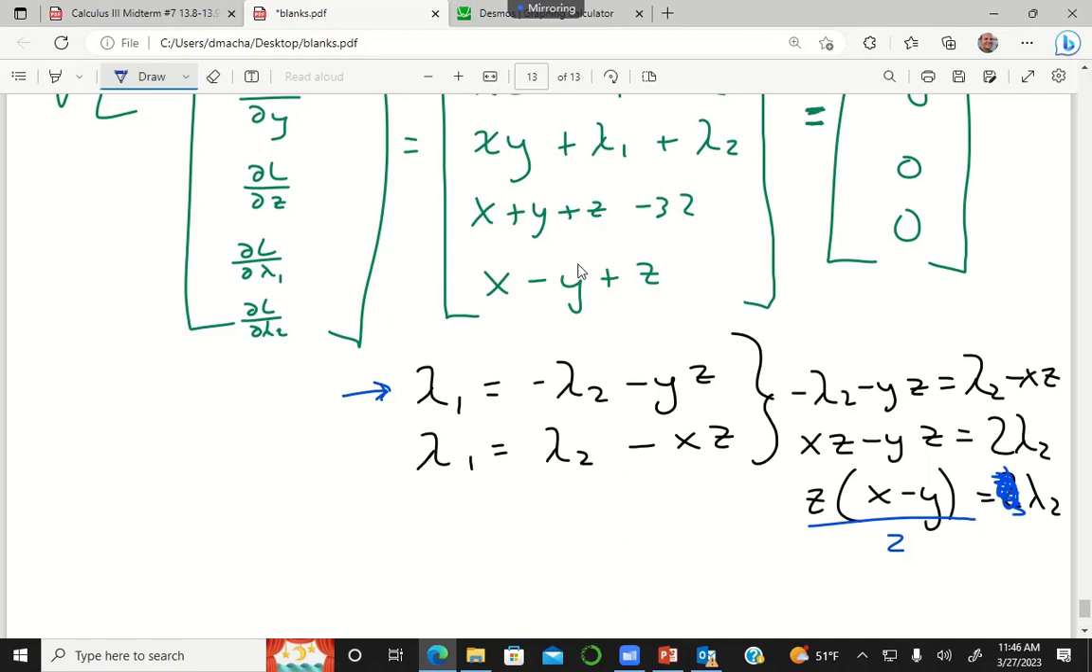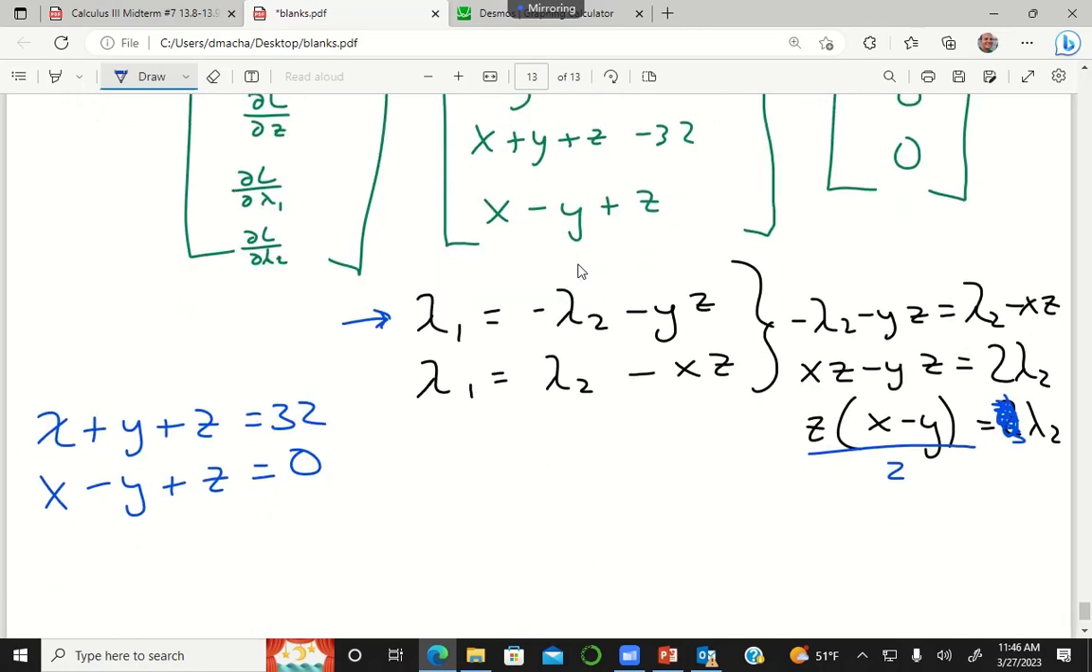I think the story behind this is that there's not going to be anything that's really hard to do, but this is going to take a long time. Right? So if I look at the last 2 equations, the last 2 equations give me this. x plus y plus z equals 32. And then x minus y plus z equals 0. I could add those 2 equations together and get 2x plus 2z equal 32.